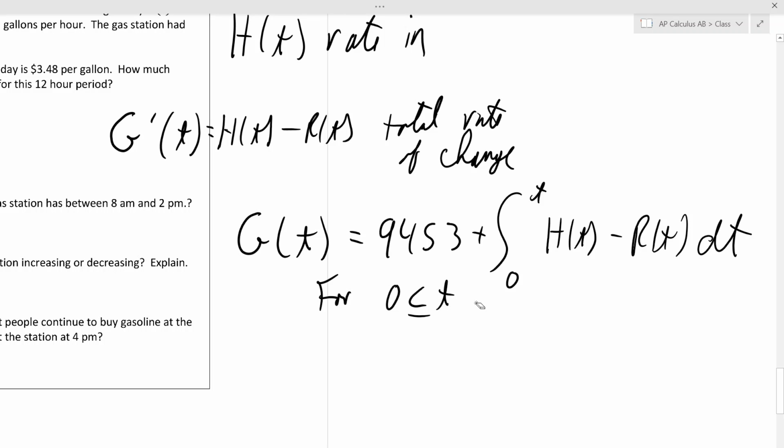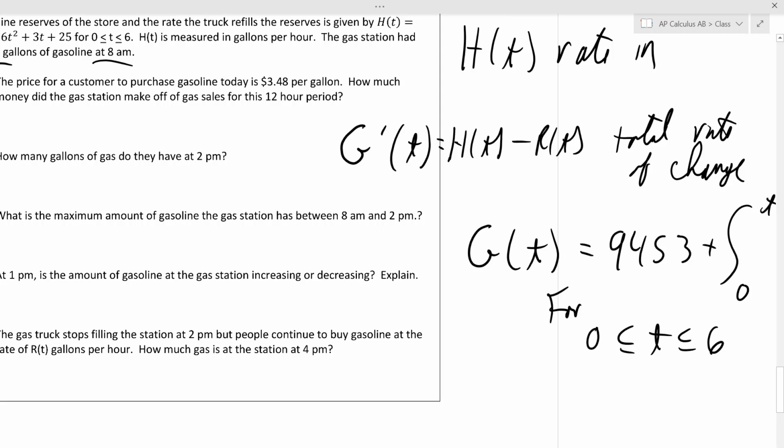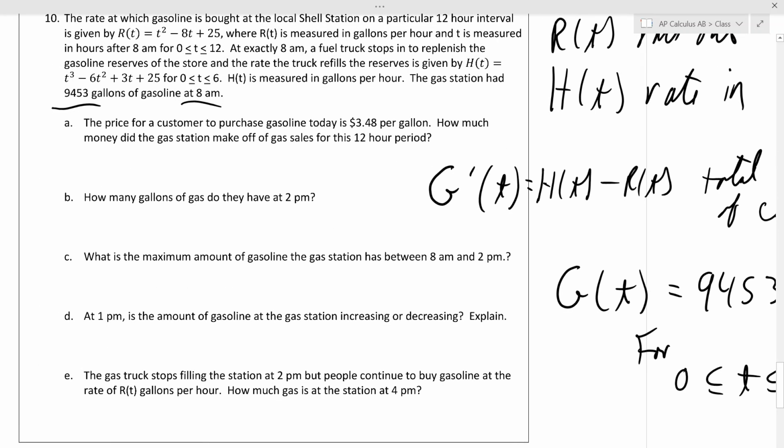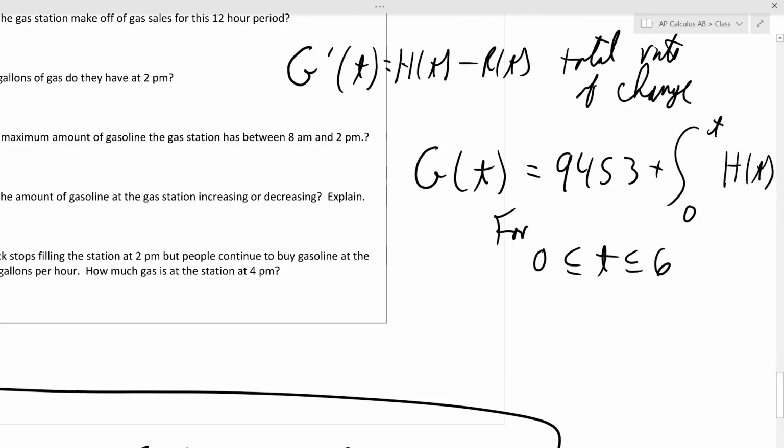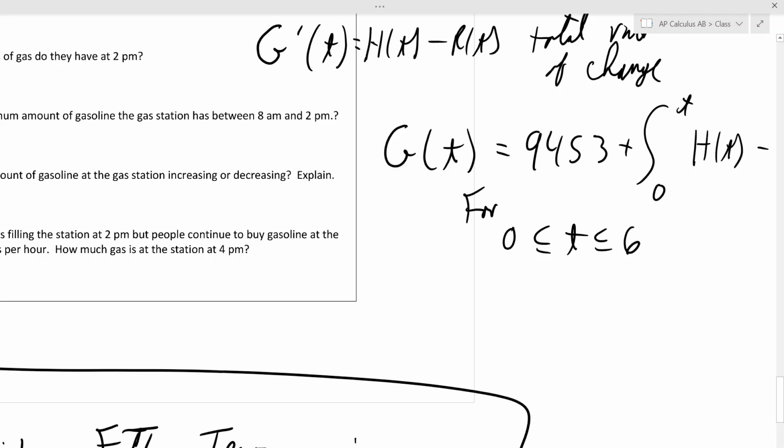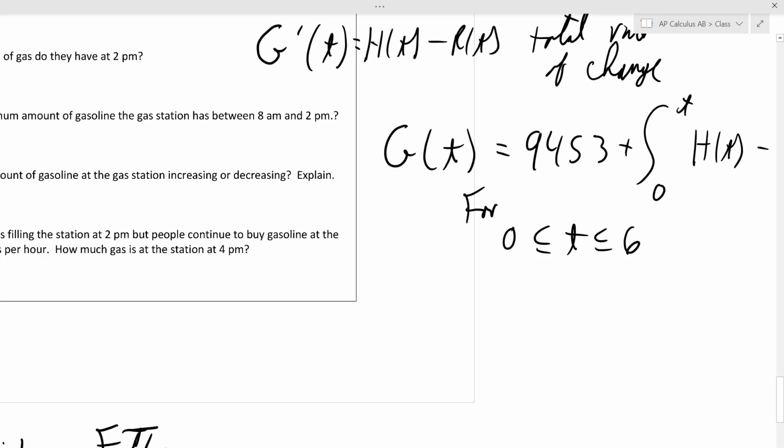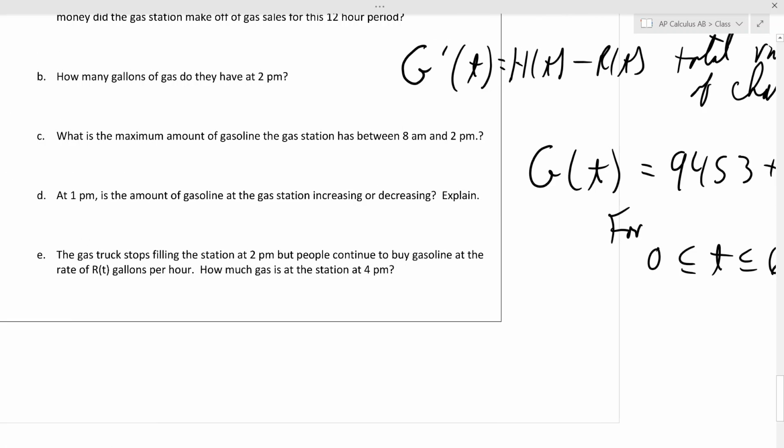Okay, because it's 6, H of t changes. It just stops, right? They're only filling it up until 6. So after 6, the derivative is going to change, but we don't know what that is yet because we've got to find the amount of gas at 6, which we'll find later on.